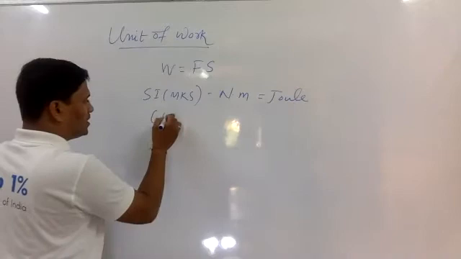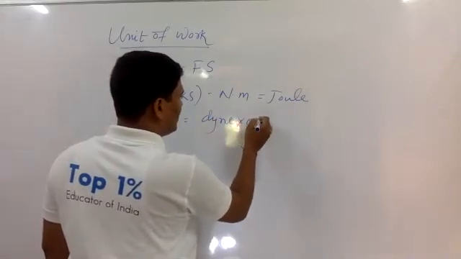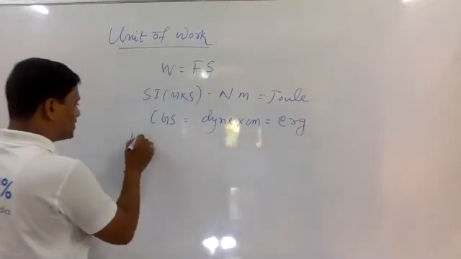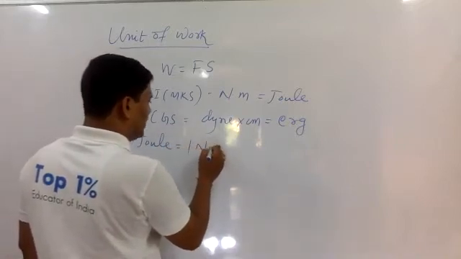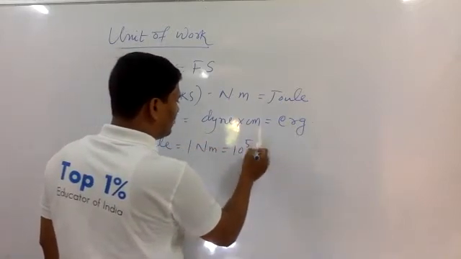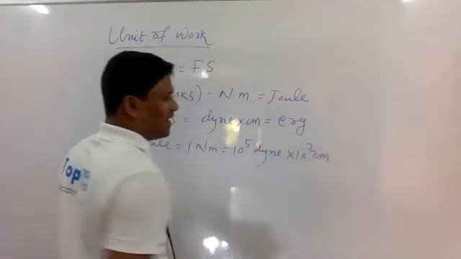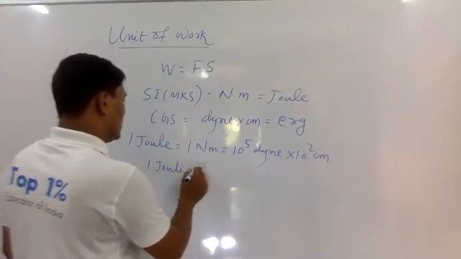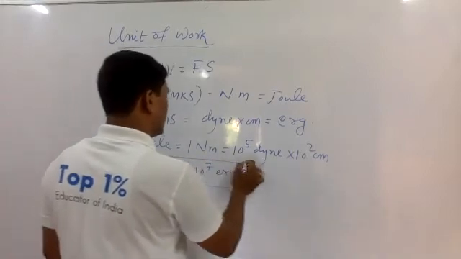If I'll say about the CGS unit, then that is equal to dyne into centimeter, correct? That is equal to erg. CGS unit. And if I'll ask you the relation, 1 joule is equal to 1 Newton meter and 1 Newton is 10 to the 5 dyne and 1 meter is 10 to the 2 centimeter, and dyne into centimeter you know is erg, so that means 1 joule is equal to 10 to the power 7 erg, correct?